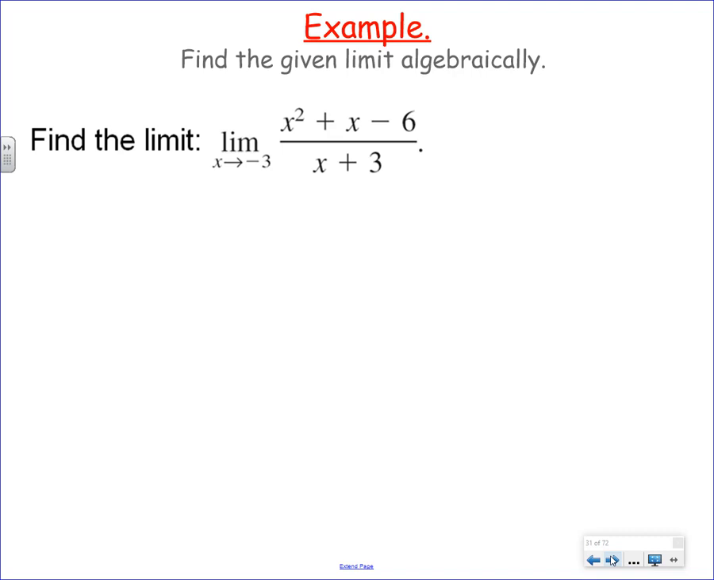So, yeah. For those of you that can do quick mental math, -3 squared plus -3 minus 6, all over -3 plus 3. You already figured out it is 0 over 0. 9 minus 3 is 6. 6 minus 6 is 0.